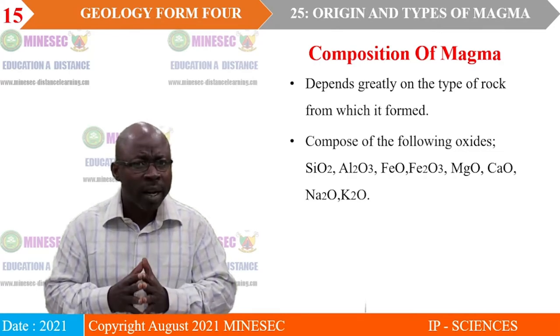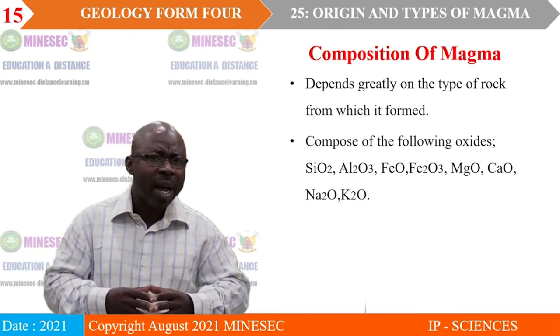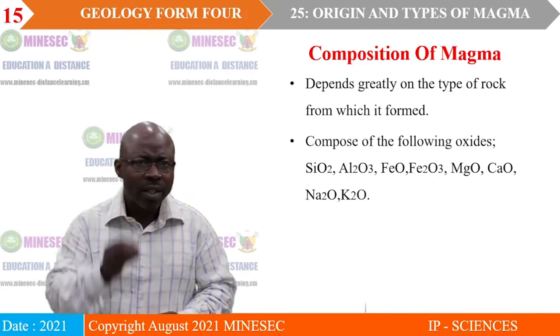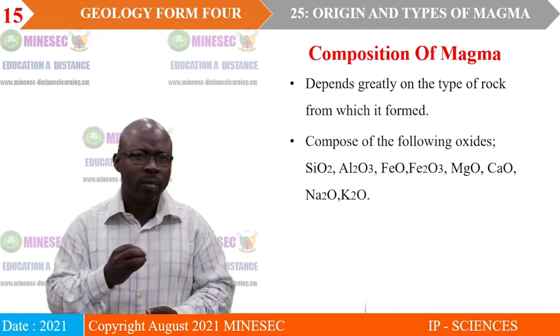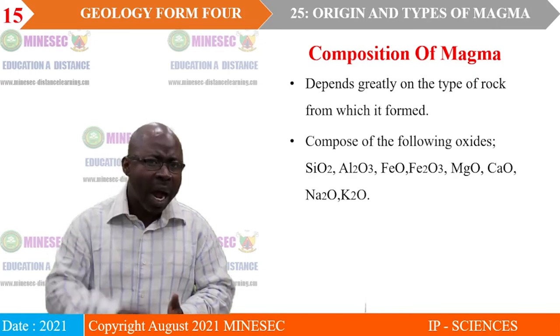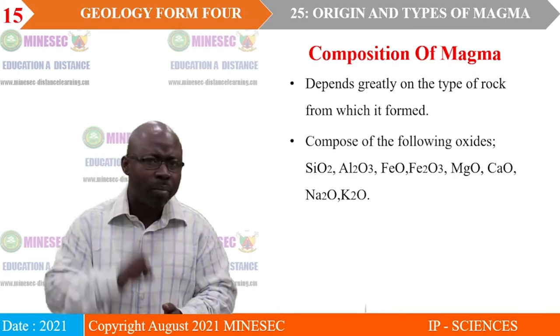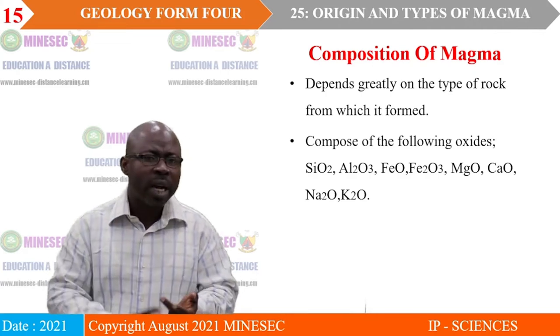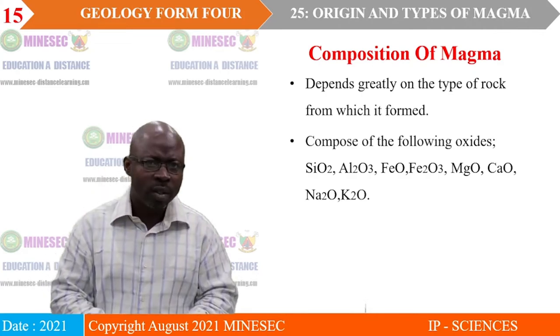So we should not forget that magma is comprised principally of 8 oxides. And these oxides are silicon oxide, aluminum oxide, iron oxide, iron 2 oxide, magnesium oxide, calcium oxide, sodium oxide, and potassium oxide.